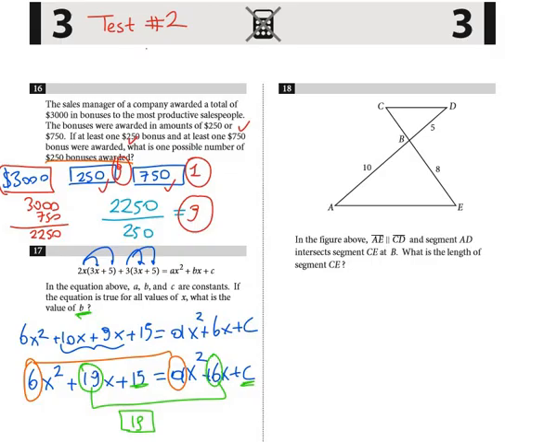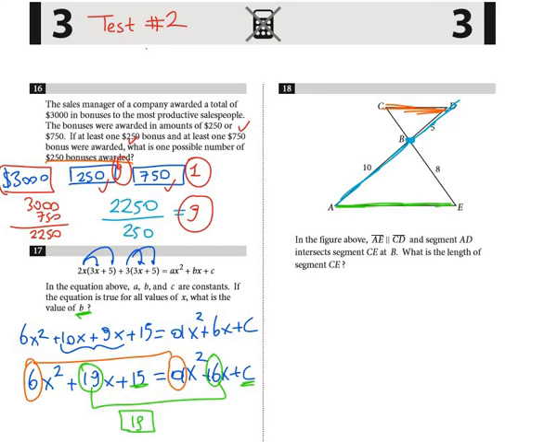Question number 18. In the figure above, AE is parallel to CD. So these two lines are parallel. And segment AD, which is in the middle, intersects segment CE at B. What is the length of segment CE?